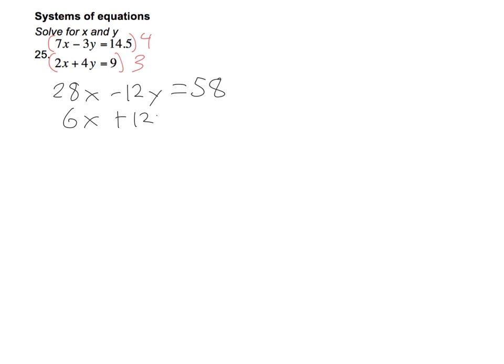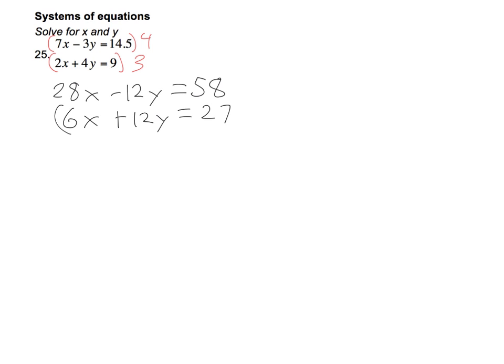So what I'm going to do is multiply this top equation, the whole thing, by 4, and multiply this bottom equation, the whole thing, by 3. And why I'm doing that is then we'll have a negative 12y on top and a positive 12y in the bottom equation, and when we add them, the y's will cancel out. So what I'm going to get is 28x minus 12y is equal to 58 for my top equation, and then my bottom equation is going to become 6x plus 12y is equal to 27.